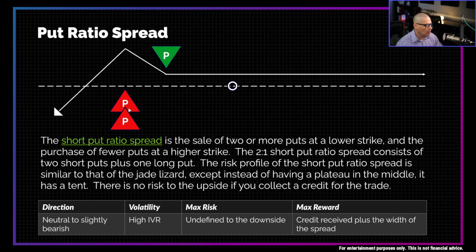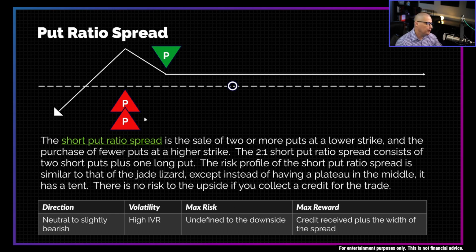You're actually combining one short naked put, which is a bullish strategy, with a put debit spread, which is the other short put plus the long put. This is a put debit spread, which is a bearish strategy. So you actually have a bullish strategy and a bearish strategy combined into this trade, and that's why you have the little funny risk profile where you have the body here and the tail if you're looking at this like it's an animal.